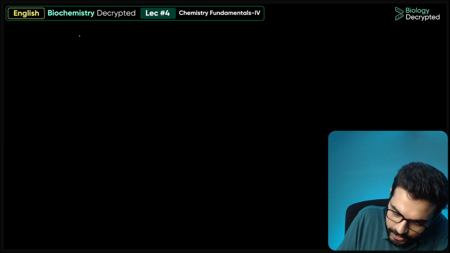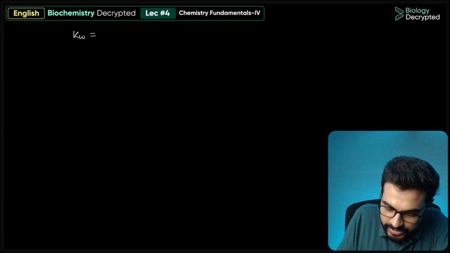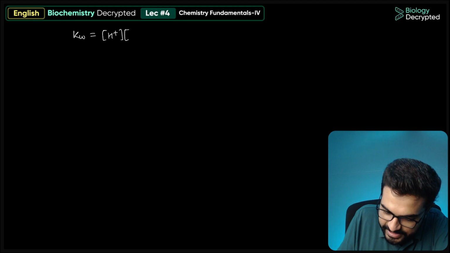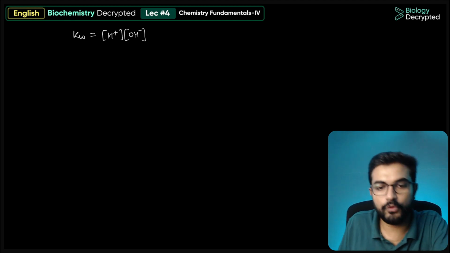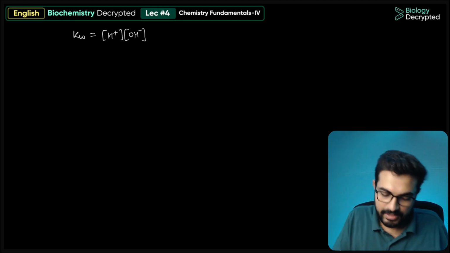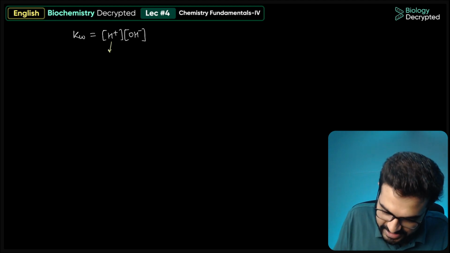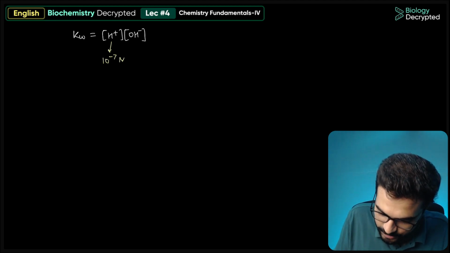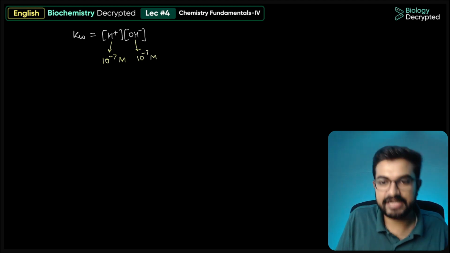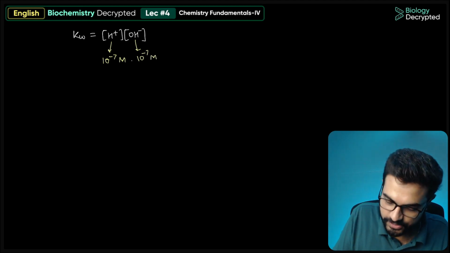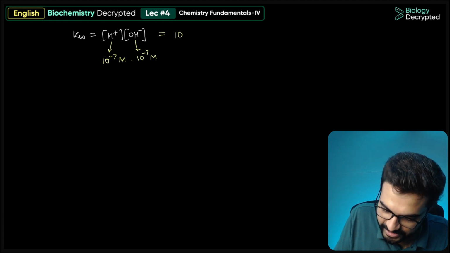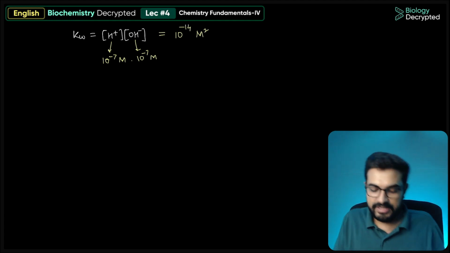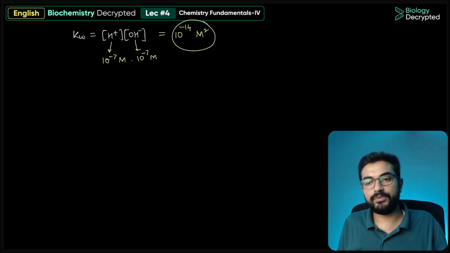So this ionic product of water, or KW, is equal to the concentration of H plus ions multiplied by the concentration of OH minus ions. If the H plus ion concentration is 10 to the power minus 7 molar, and the concentration of OH minus ions is also 10 to the power minus 7 molar, we multiply these two, so we get the final value of KW as 10 to the power minus 14 molar square. This is the value of KW that we are getting.